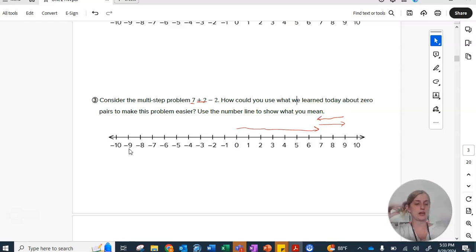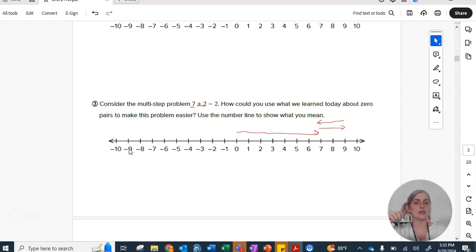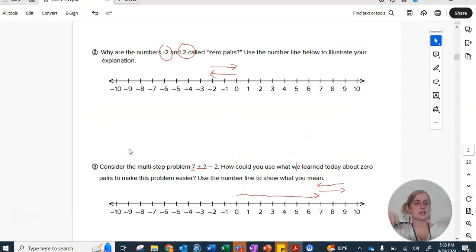Think about zero pairs. Think about things that are canceling out. Think about how these arrows right here stack directly on top of each other and are the same length in opposite directions, and they equal a number that is in the name: zero pairs.